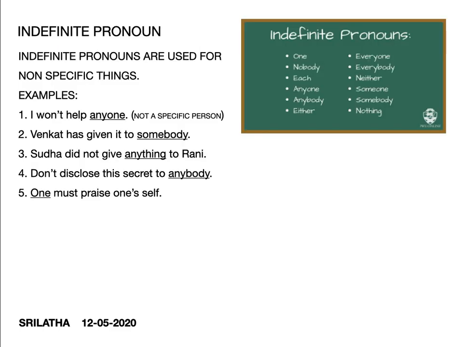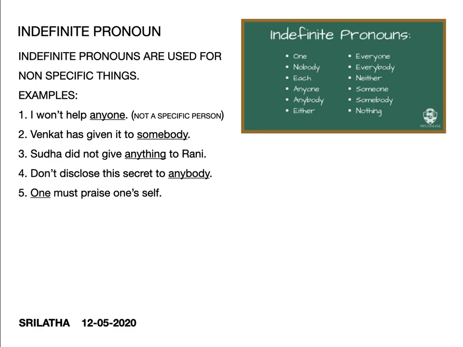Now let us see the second kind of pronoun, indefinite pronoun. Indefinite pronouns are used for non-specific things. For example, I won't help anyone. Here, the word anyone is not a specific person, so therefore it is an indefinite pronoun. Venkat has given it to somebody. Here the word somebody is indefinite pronoun.